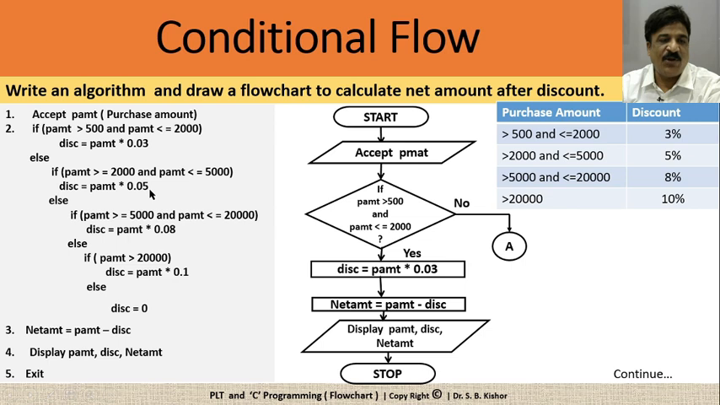So we are going to provide a discount of 5%, and after that the control will be transferred to the next step, which is the net amount. It means in the A part, after solving this part, again we need to come back to find out the net amount. So here we will have one more connector. Okay, let's talk about the A part.